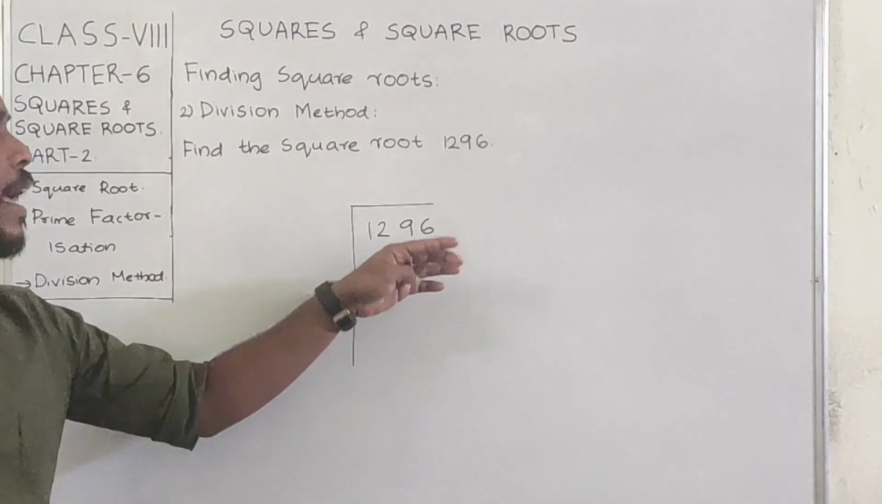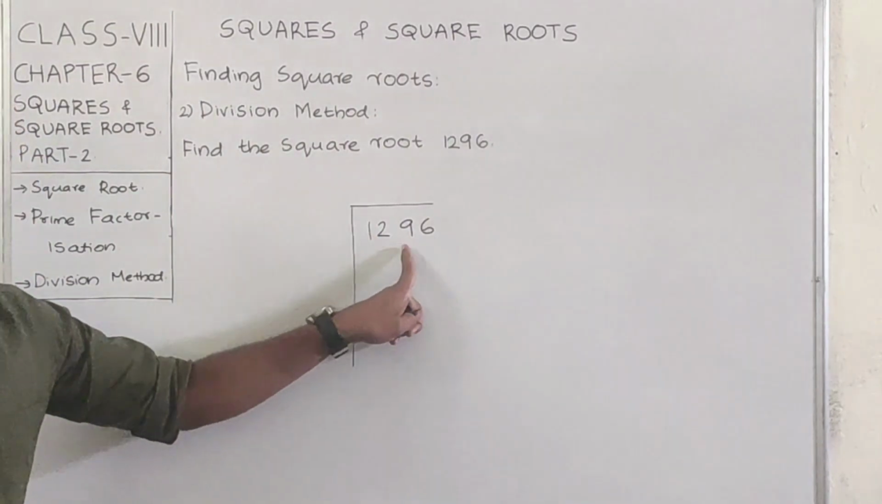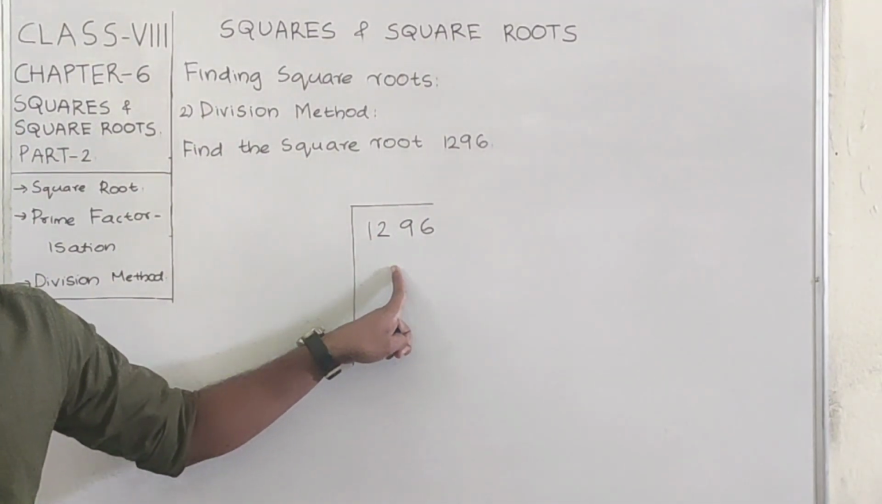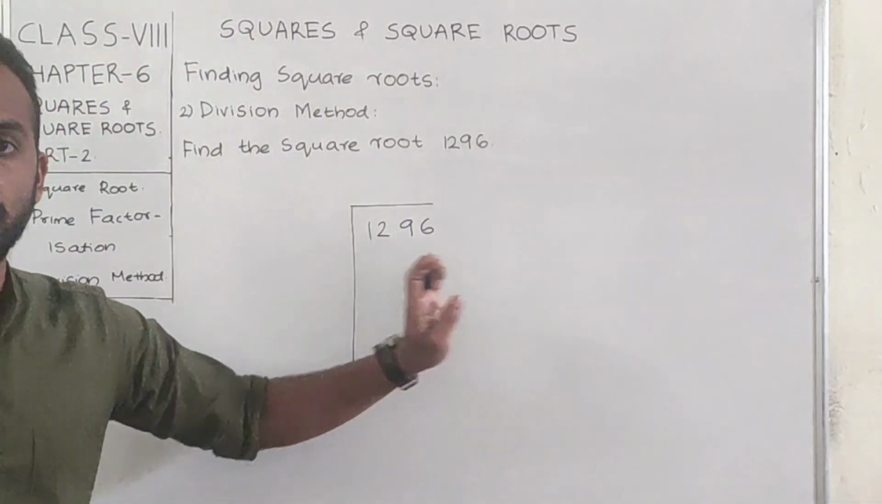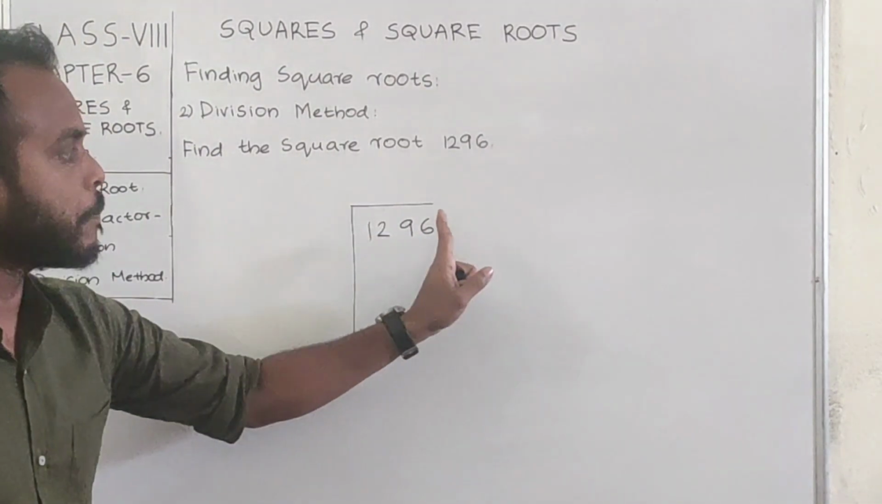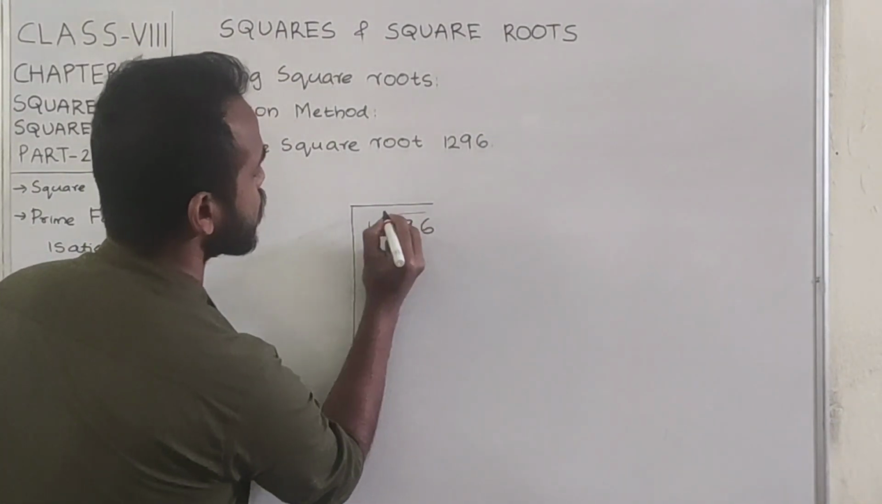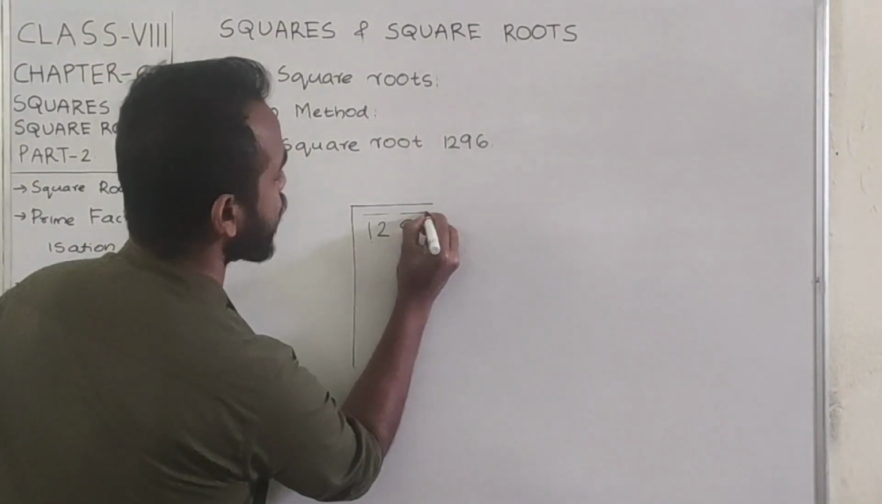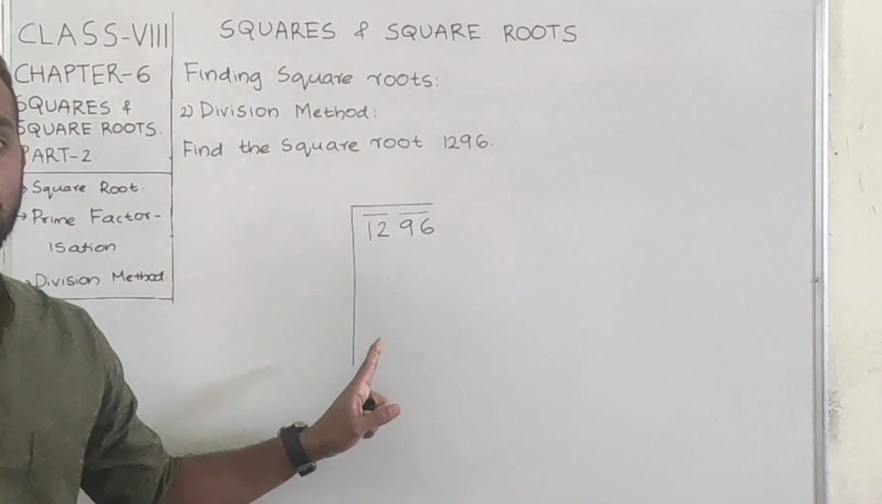First of all, just start the way that you used to do the division process, but in this case we don't have a divisor, we just have a dividend. Using the dividend, the first and important step that we need to do is to make this into pairs from the right side. So we can write like this. This is the first pair, this is the second pair. Now we will do all the operations as pairs.